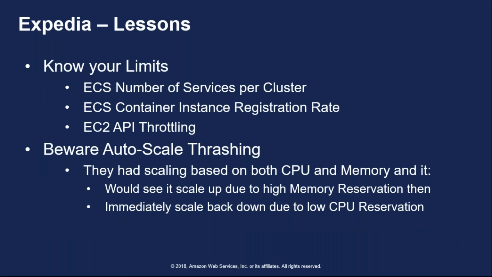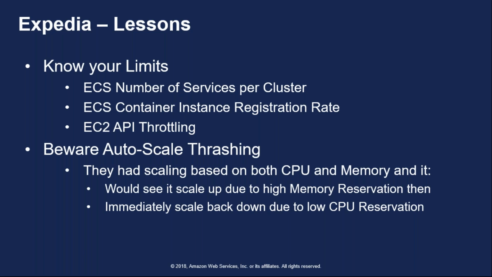Lessons which AWS and Expedia jointly learned during their operation with ECS was that you should be cognizant of your limits, because if you do not know that you are about to hit a service limit, it can be dangerous. Typically a service limit increase might take you some time, and that might hinder, for example, auto scaling of a service. So you should be aware of your limits at all times, especially the ECS number of services per cluster, ECS container instance registration rate, or your EC2 API throttling.